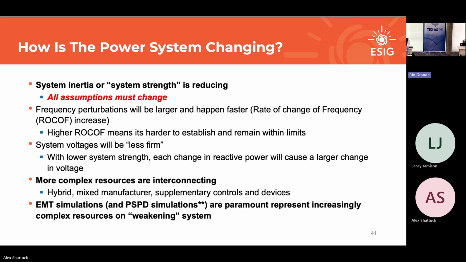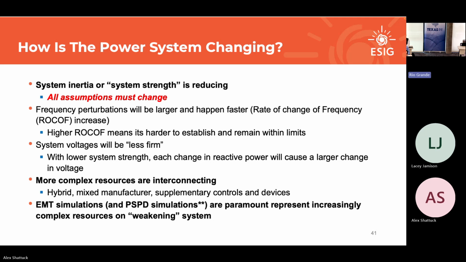One of the main failures of PSPD is that if frequency moves really quickly or a voltage moves really quickly, you get instantaneous calculation errors and things like that in the simulation engine. So in general, the faster and more extreme you move, the harder it is for the simulation to actually keep up. Again, and also system voltage is going to be less firm.